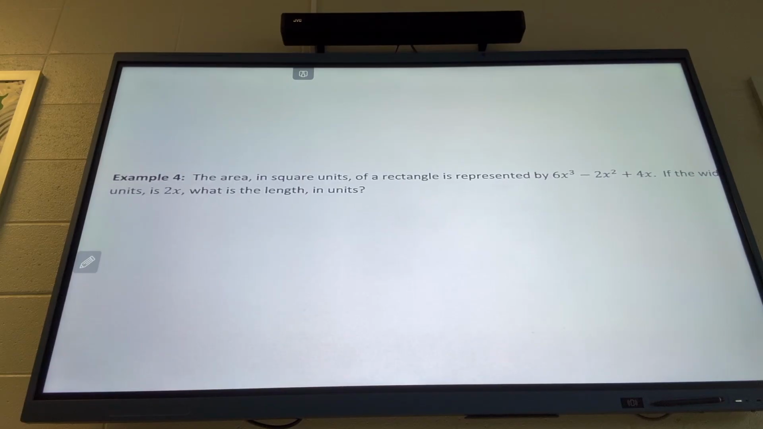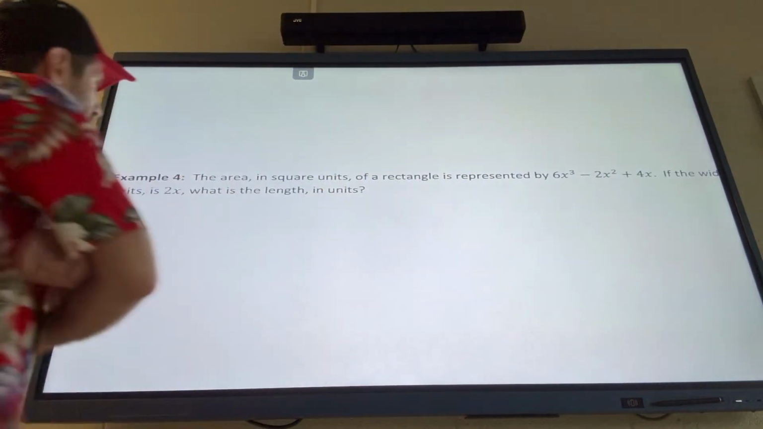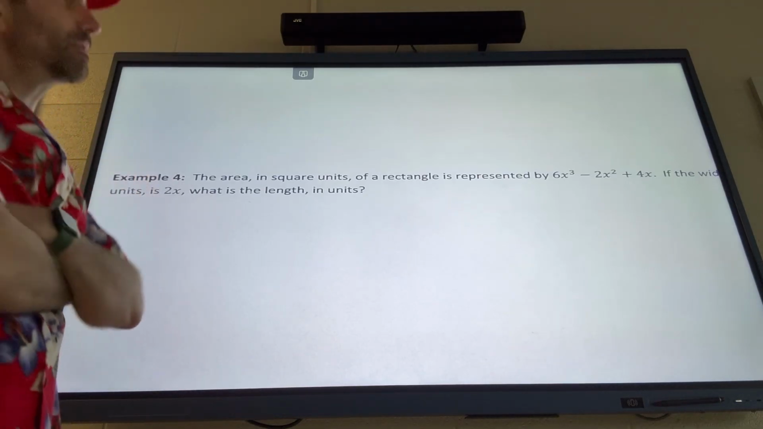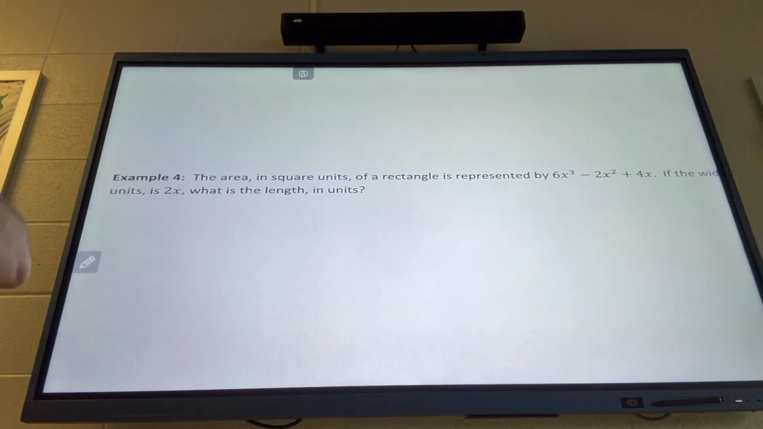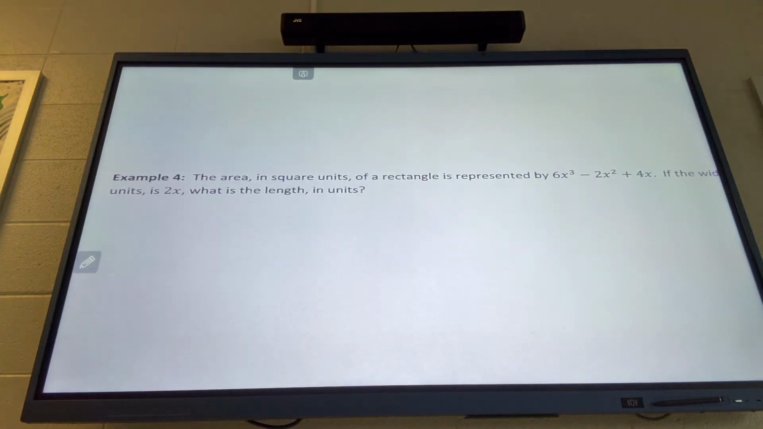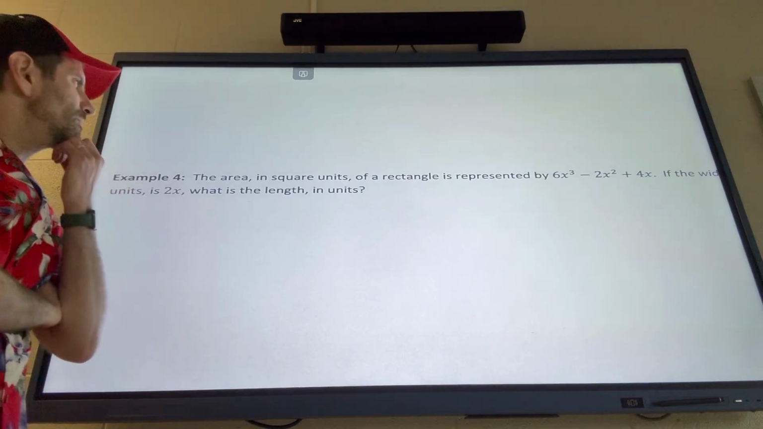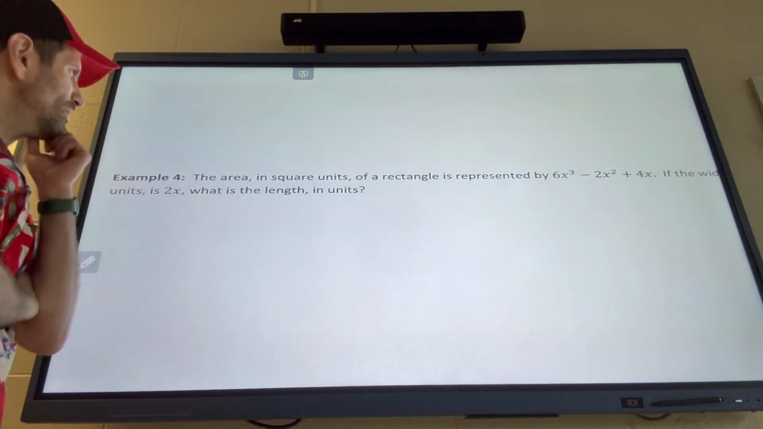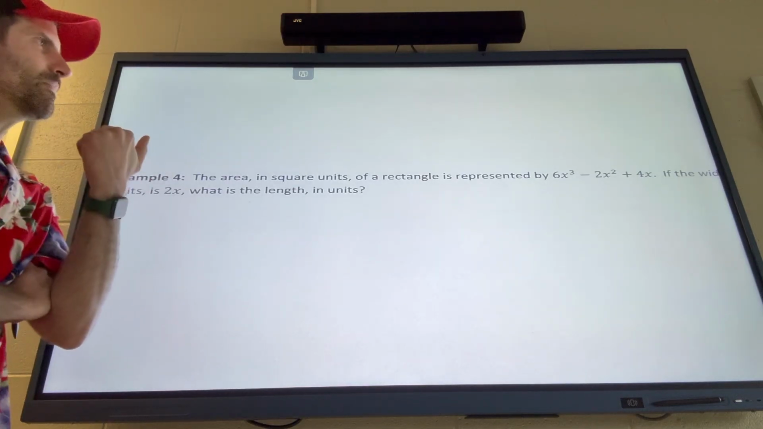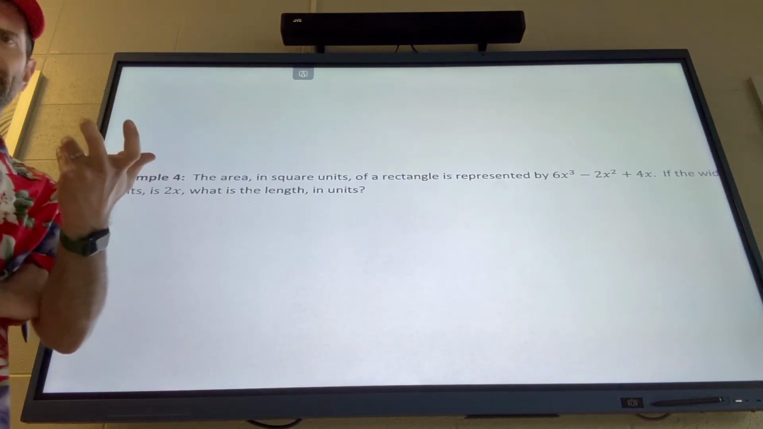All right, I think I've got most of that in the screen there. So example 4, the area in square units of a rectangle is represented by 6x to the third minus 2x squared plus 4x. If the width in units is 2x, what is the length in units? All right, well class, I could draw a picture here, but I'm not gonna draw a picture. But what's kind of interesting is they give us the area. They want us to find the length.